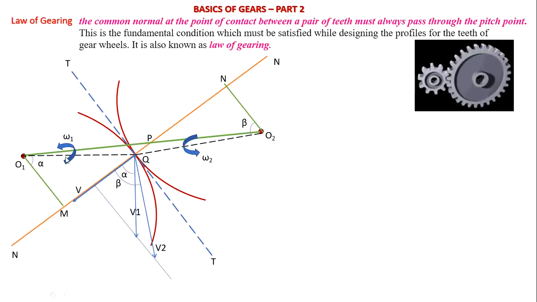If gear 1 is rotating in clockwise direction, gear 2 must be rotating in anti-clockwise direction. So direction is reversed, but velocity ratio remains the same. So now this is the V. Based on this concept, we'll arrive at a simple derivation.